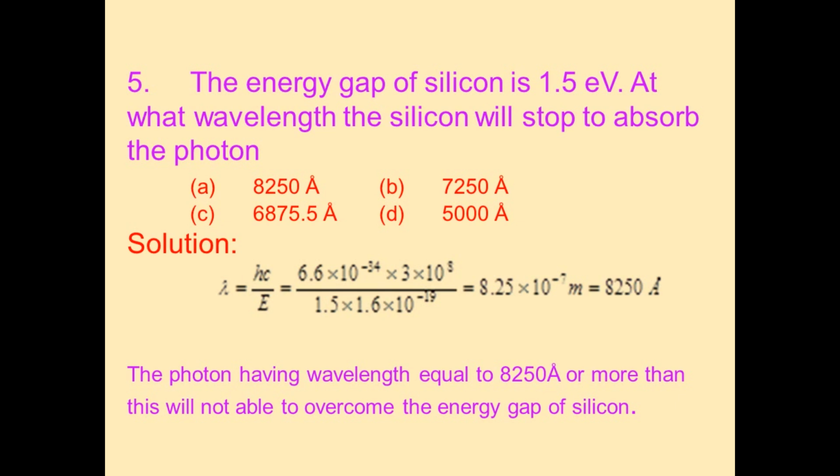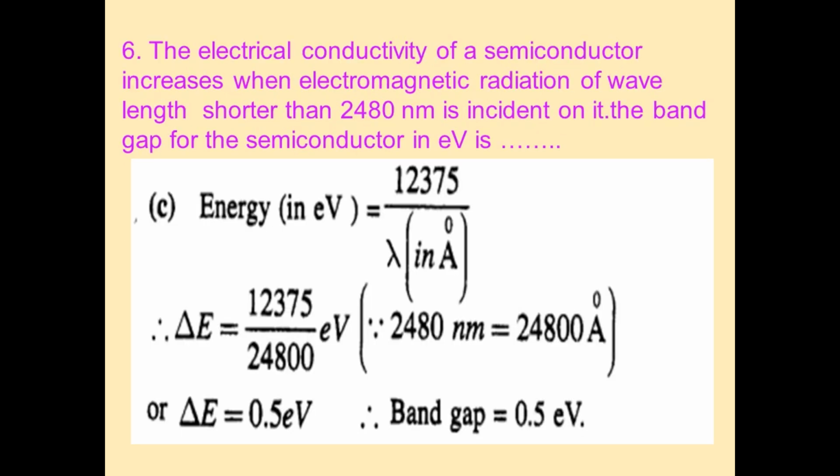Sixth one, the electrical conductivity of a semiconductor increases when electromagnetic radiation of wavelength shorter than 2480 nanometer is incident on it. The band gap for the semiconductor in electron volt is. Generally, energy E equal to hc by lambda. To calculate the problems, consider that hc equal to 12,400 electron volt angstroms.